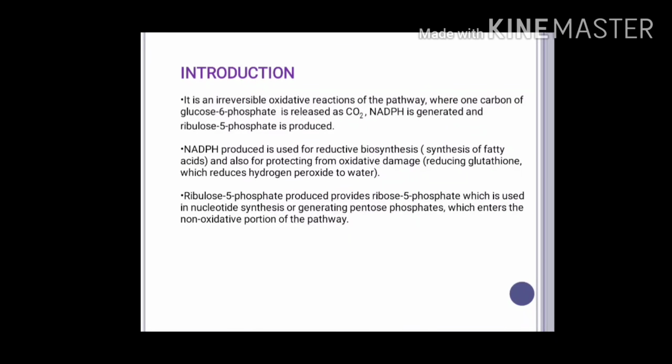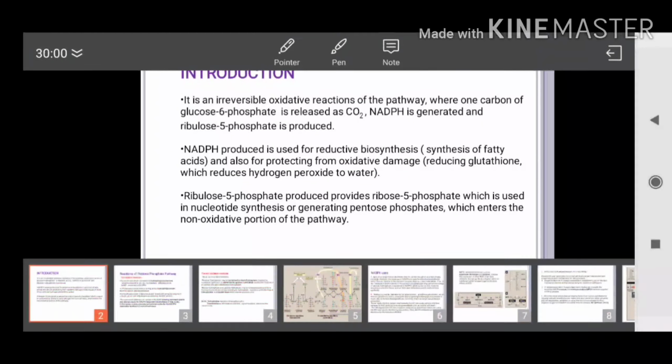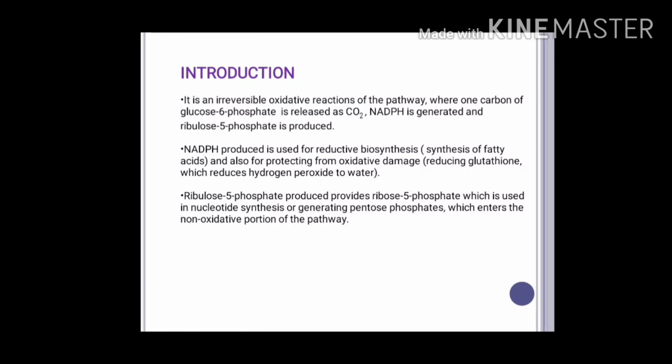It is an irreversible oxidative reaction in which one carbon of glucose 6-phosphate is released as carbon dioxide. This is the first product that is formed, NADPH second, and ribulose 5-phosphate. Now these two products are very important and have wide applications. So let's see. NADPH that is produced is used for reductive biosynthesis, that is for the synthesis of fatty acid, and also for protecting us from oxidative damage.